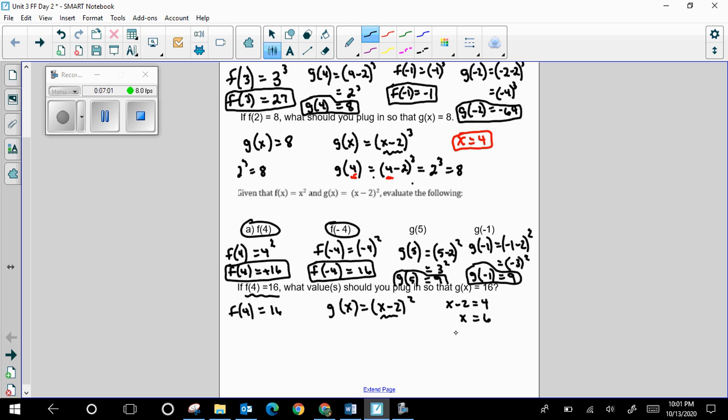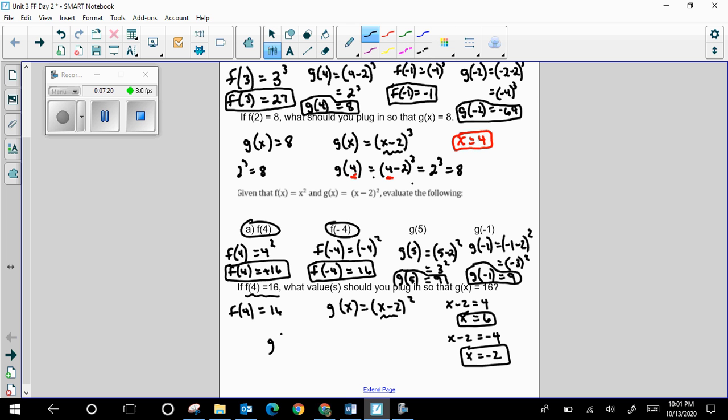Or I need x minus 2 to equal negative 4. If that's the case, if I add 2 to both sides, I get x can be negative 2. So let's check to make sure that both of those values work.